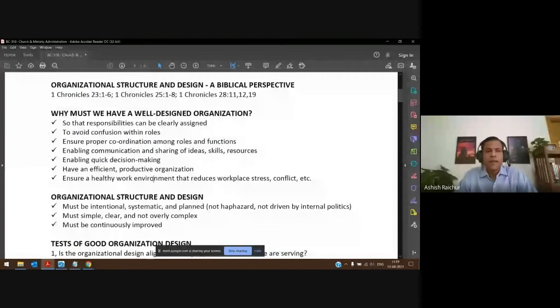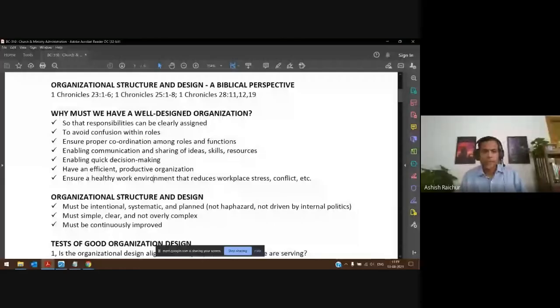And you have a nice, healthy work environment. People come, they enjoy working in an organization that's well-designed. There is less stress, less conflict. And all of this is influenced by the design of the organization, how it has been structured. It has an impact on all of these things.